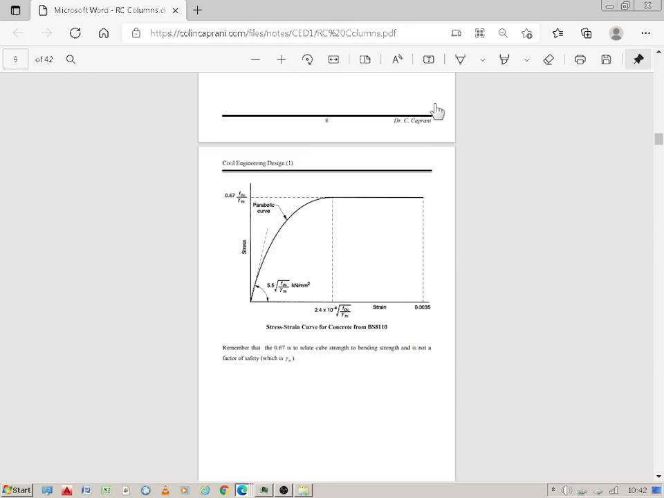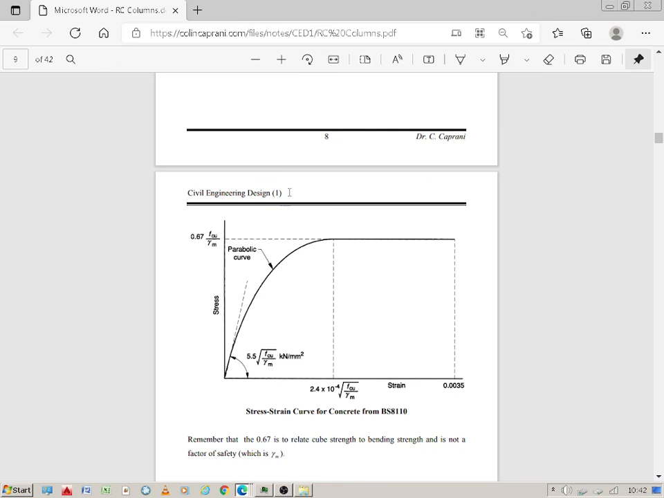Okay, so that was worth looking at. Let me just zoom into that one. 0.67 fcu. I'll give a little bit more in the next video. I might add a note to this one. In the notes, I'll put in that the strain goes up to 0.0035, and then it's totally crushed. I'll put some extra notes in there about the 2.4.